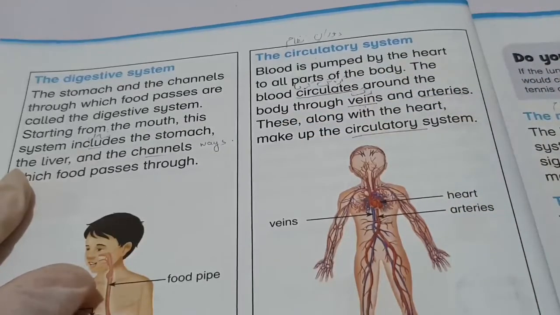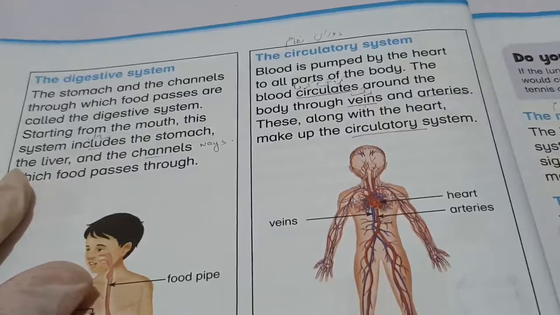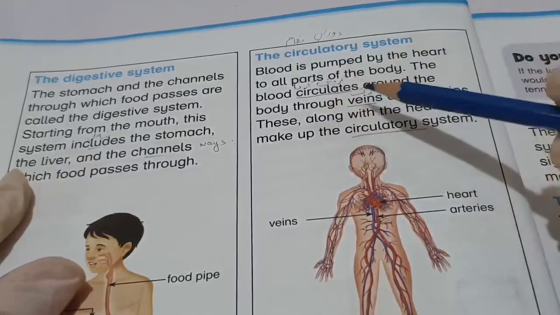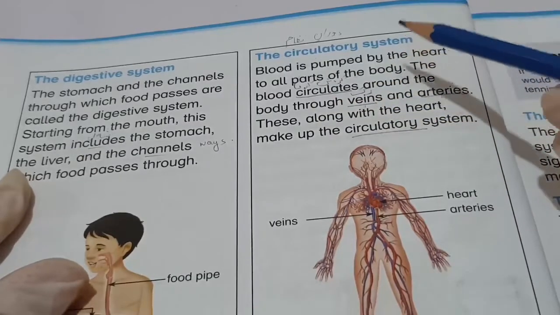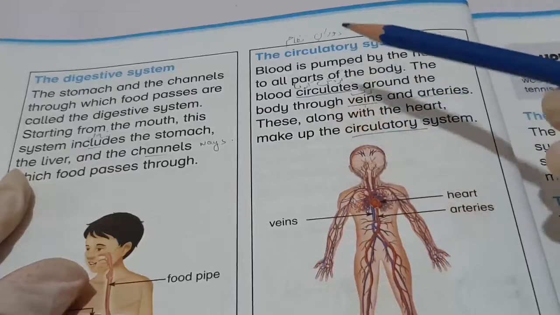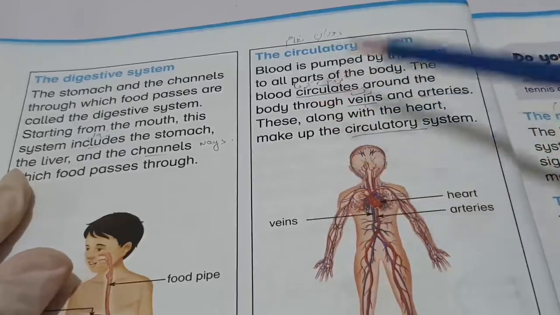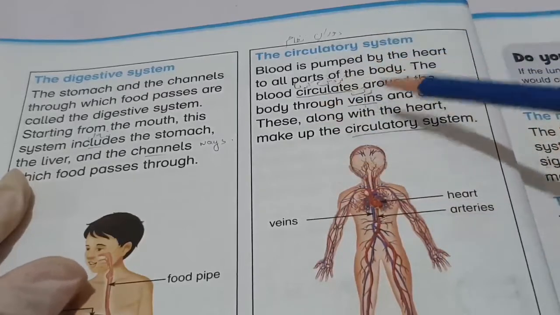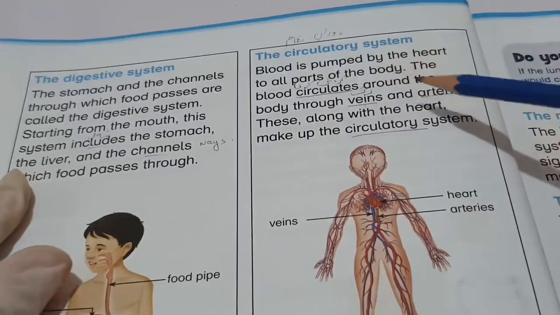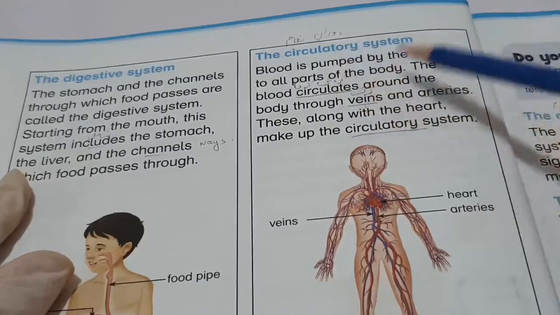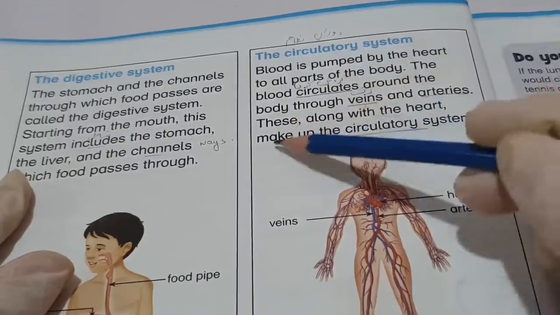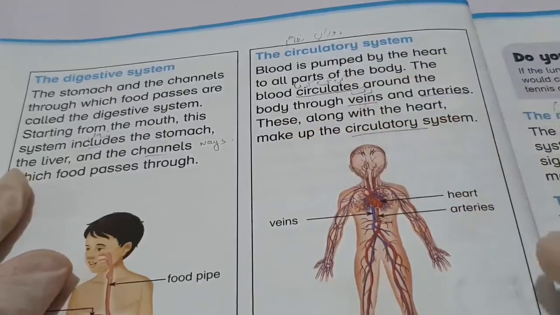Those pipes are quite delicate, they are so thin, and these are called veins and arteries. They take blood from the heart and move it to all parts of the body, providing the blood to all parts of the body. So the heart and the veins and arteries all combine together to form the circulatory system.